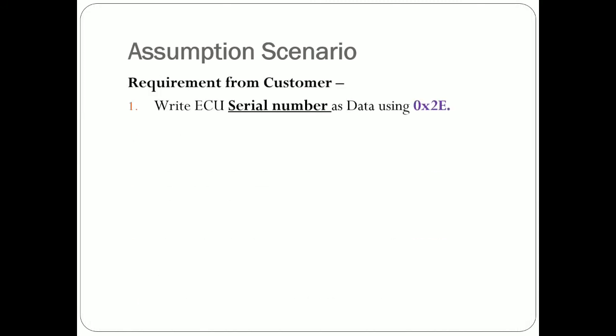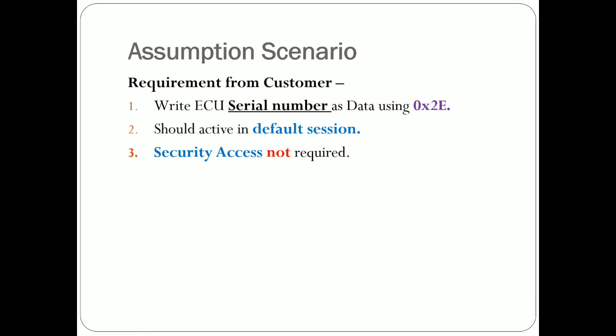We'll start with the assumption scenario. The requirement from the customer says to write the ECU serial number using Write Data By Identifier, that is service ID 0x2E. It should be in default session and no security access is required. That is the assumption scenario from the customer.